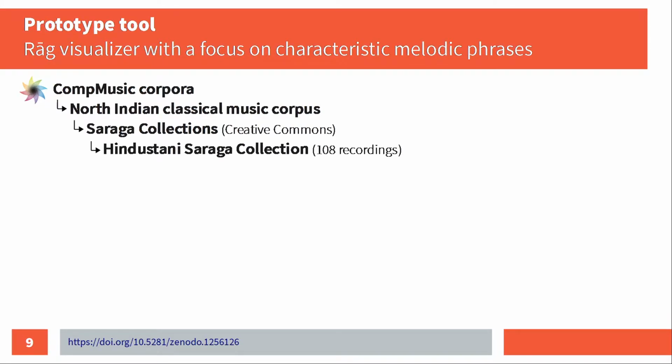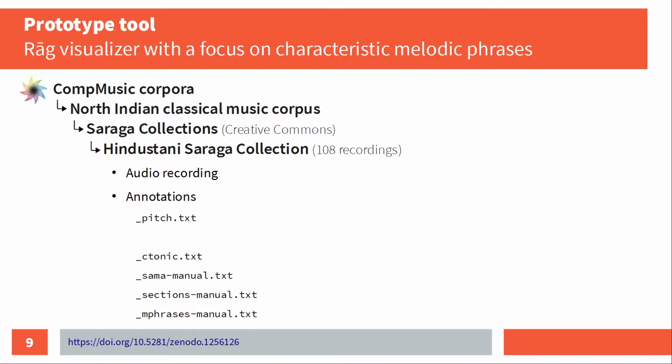From these Saraga collections, I used obviously the Hindustani one, which contains 108 recordings. These collections, besides the recording itself, contain also annotations. Some of these annotations, like the pitch, which is the pitch line of the recording, were computed automatically, but others, like these four here, were created by experts and performers of this music.